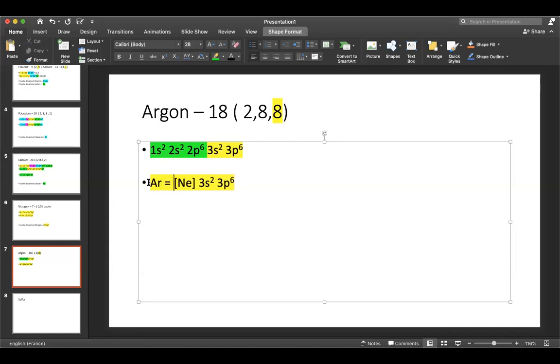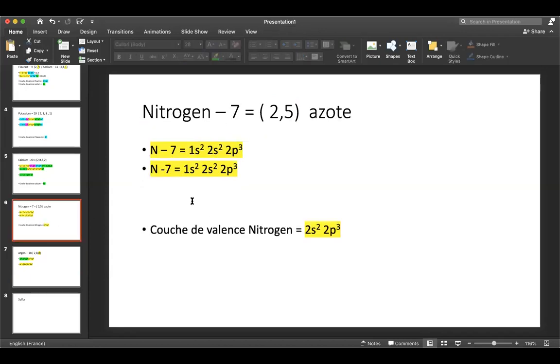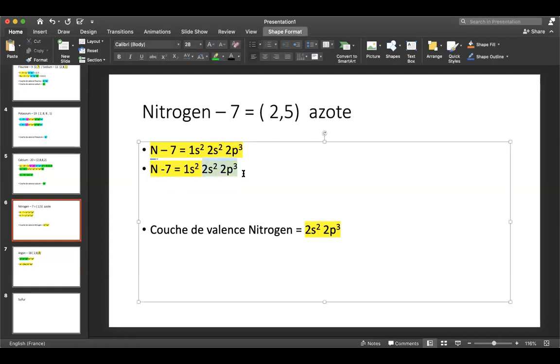Yes. So the couche de valence you always leave. In other words, you always leave the couche de valence. Then you will look for the noble gas. What noble gas is it? So in the same way, this is our couche de valence.